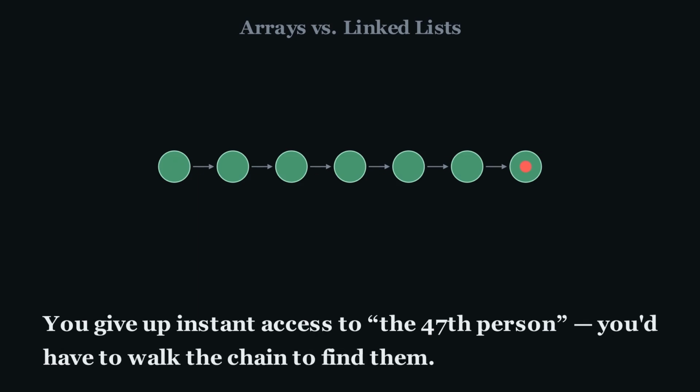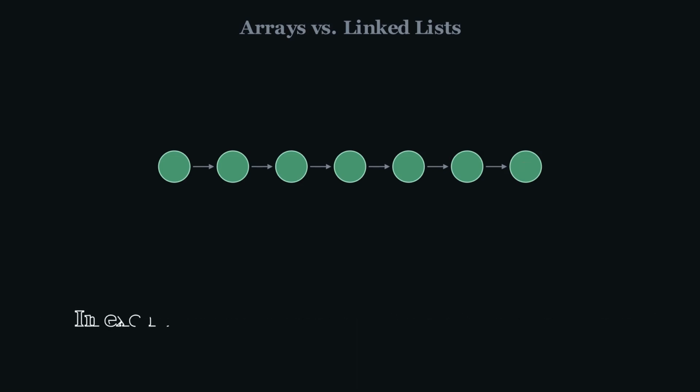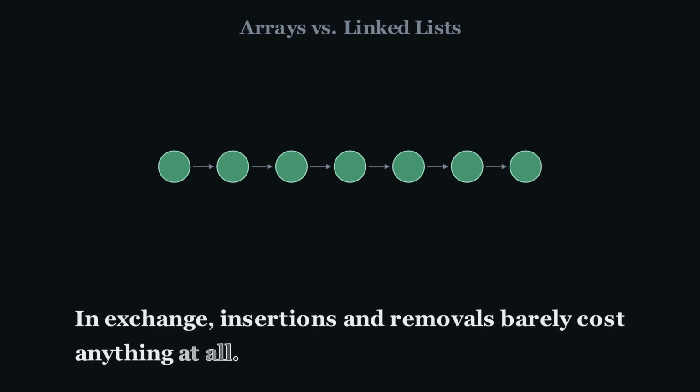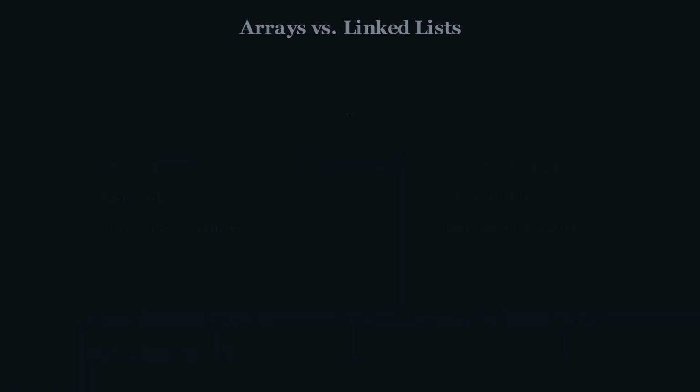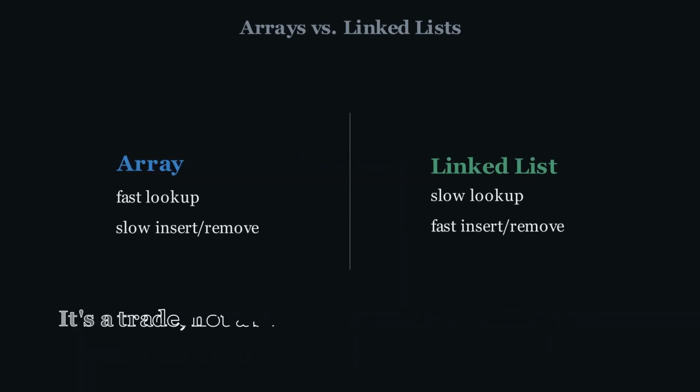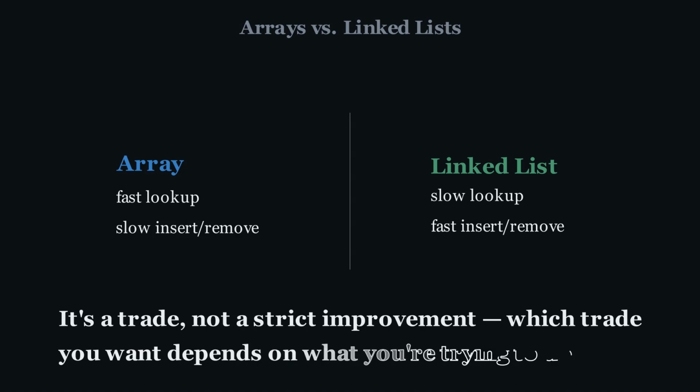You give up instant access to the 47th person. You'd have to walk the chain to find them, in exchange for insertions and removals that barely cost anything at all. It's a trade, not a strict improvement. And which trade you want depends entirely on what you're trying to do.